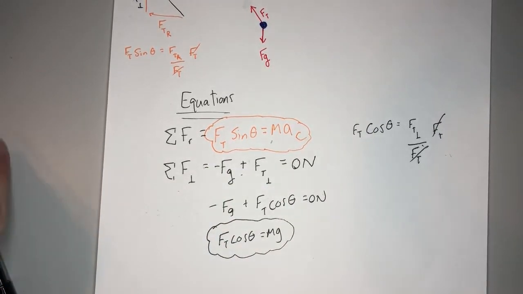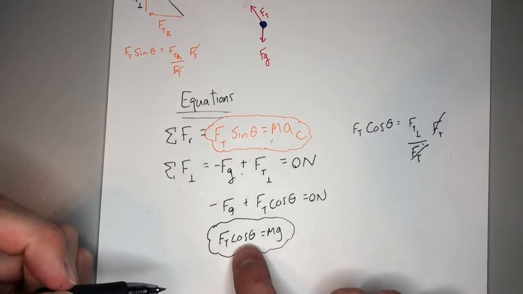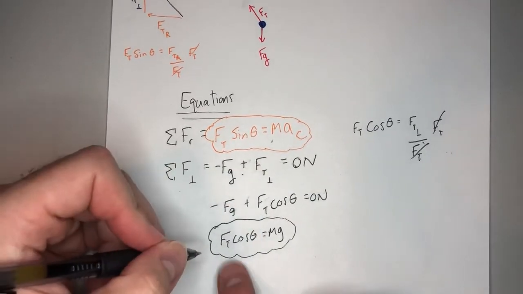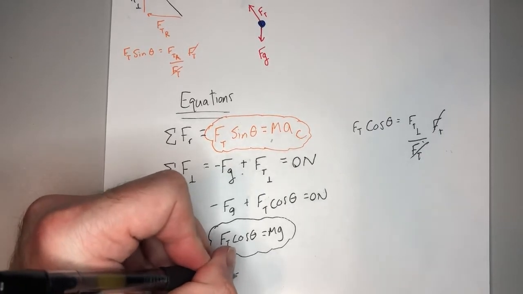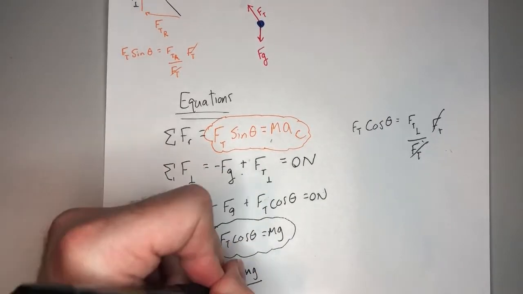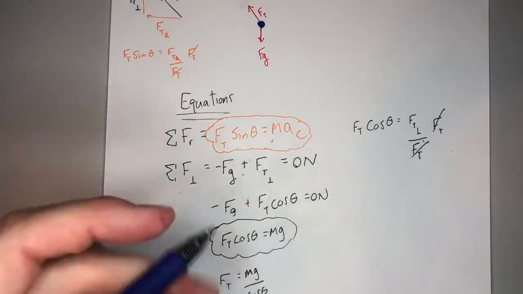So let's just for fun. This FT, we're going to solve equation 2 for FT, then plug it into equation 1. So if I do my math correctly, FT equals mg over cosine of theta. And I'm going to take blue.